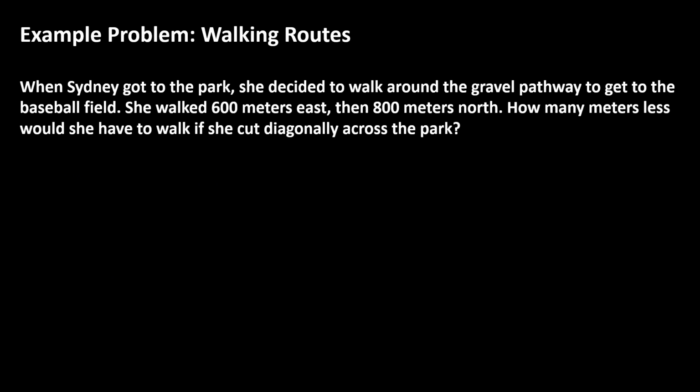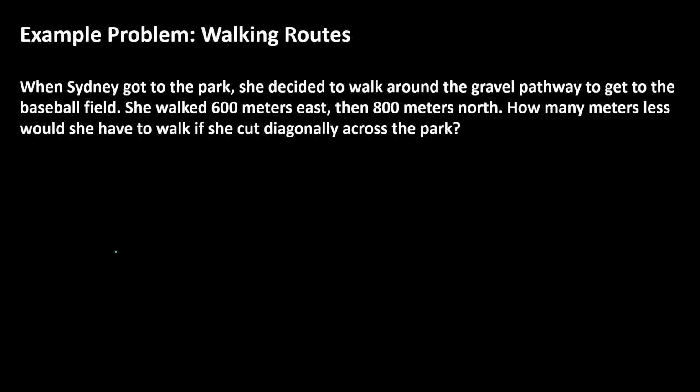Another problem, we're talking about walking certain routes in a park. When Sydney got to the park, she decided to walk around the gravel pathway to get to the baseball field. She walked 600 meters east, then 800 meters north. How many meters less would she have to walk if she cut diagonally across the park? So there's a lot to unpack here, and this is a problem we're going to have to visualize again.